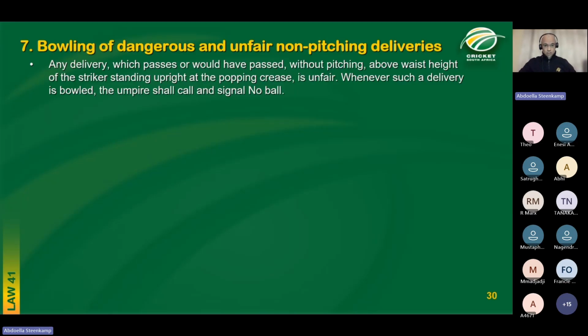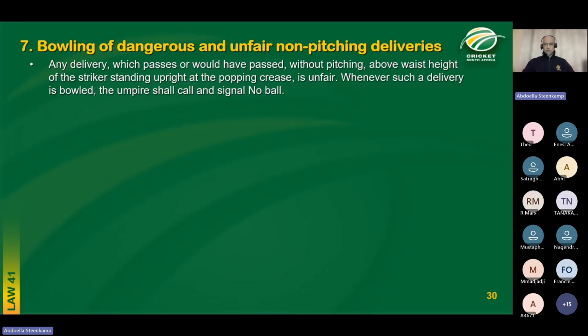You need to ask yourself the question. And I know it's a difficult call. I know it happens quickly. 99% of games are not televised where you can send it up. So it's a judgment call. You need to make that call quickly, but you need to ask yourself the question. In my example, where the batter did double step or triple step, would the ball have been above waist height if the batter was standing upright at the popping crease? If yes, no ball. If no, fair delivery.